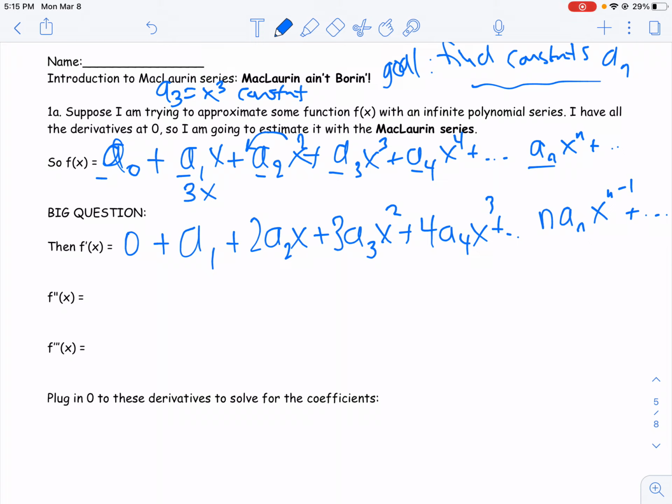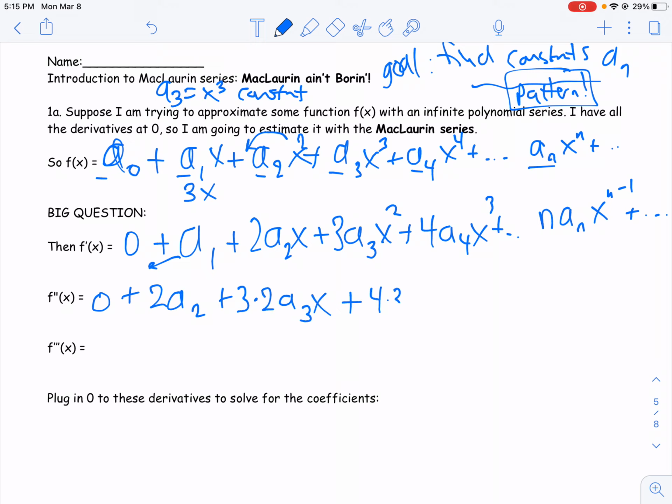Okay, so let's take a couple more derivatives. And remember, our goal is to find these constants, and hopefully we're going to figure out a pattern for what these constants are. And spoiler alert, we are going to. So let's take a second derivative. The derivative of a sub 1 goes to 0. Then the derivative of 2 a sub 2 x is 2 a sub 2. On the next one, 2 comes down, so 3 times 2 times a sub 3 times x, plus 4 times 3 times a sub 4 x squared, and so forth.